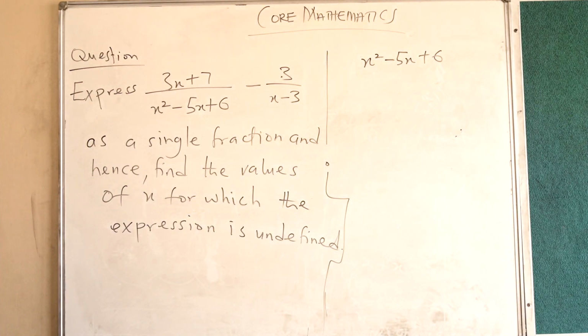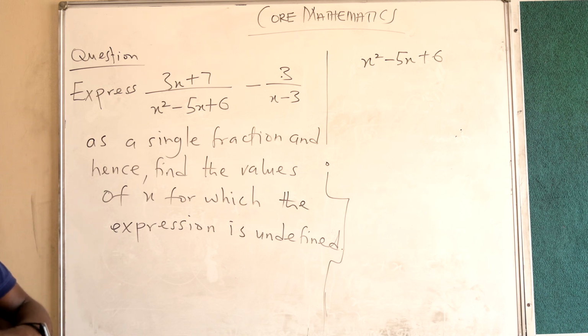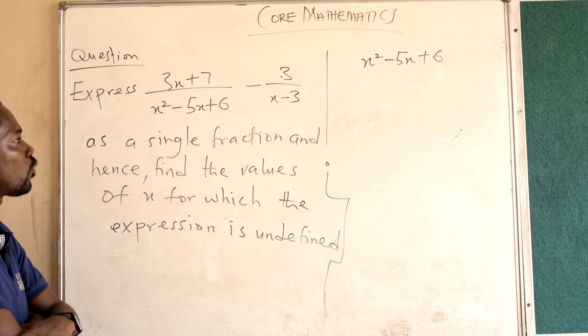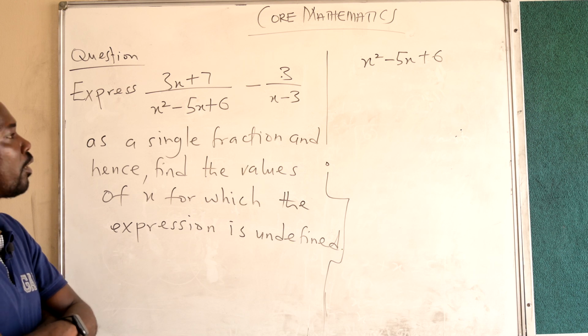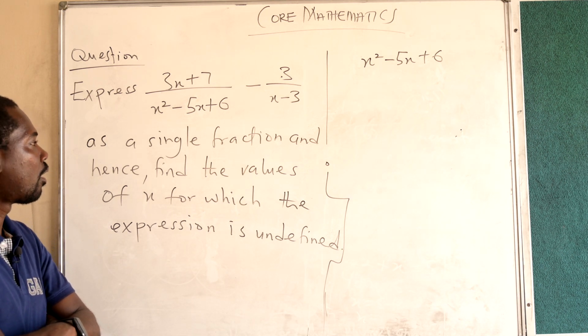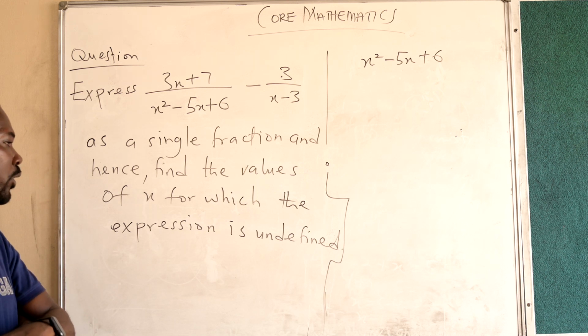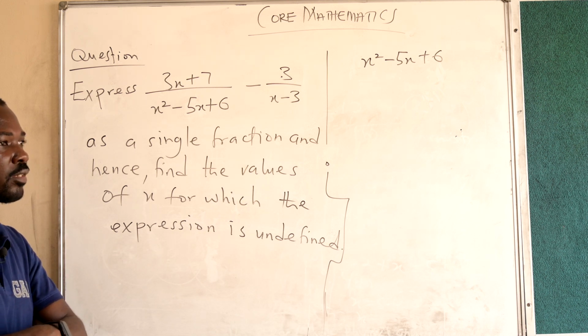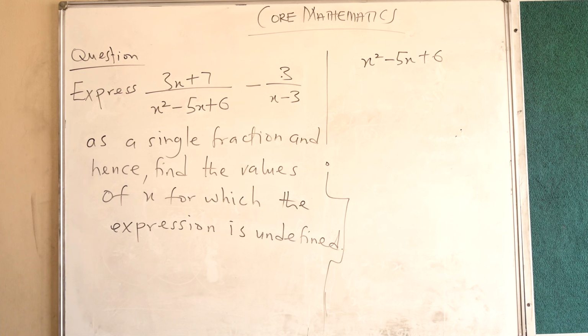Let us try and solve this question. Express 3x plus 7 over x squared minus 5x plus 6 minus 3 over x minus 3 as a single fraction, and hence find the values of x for which the expression is undefined. So there's a question.